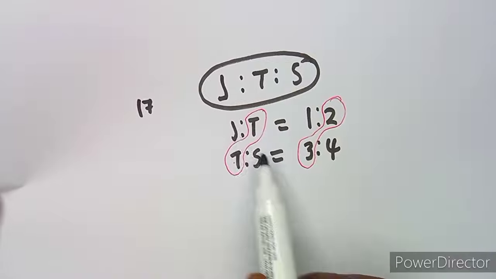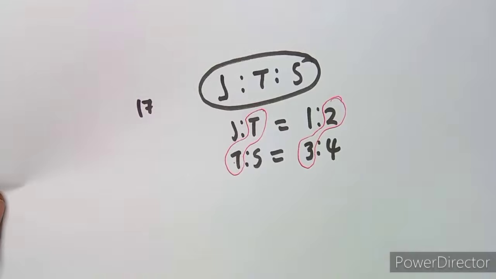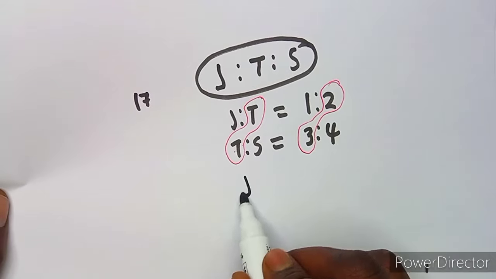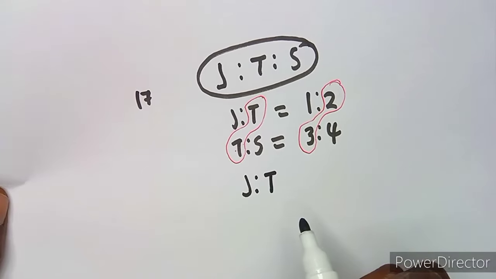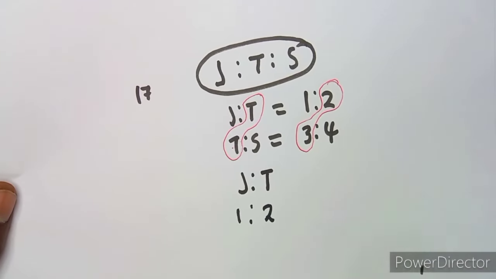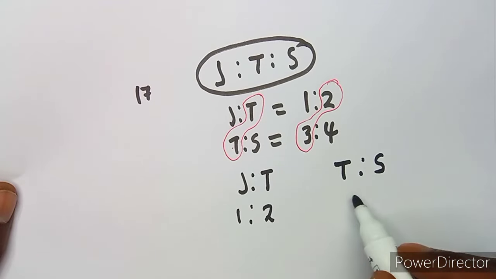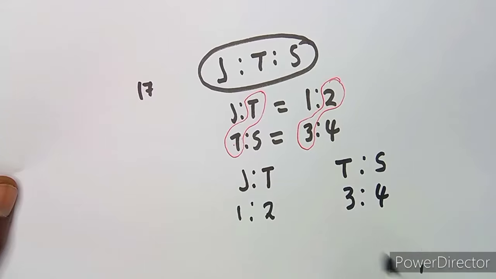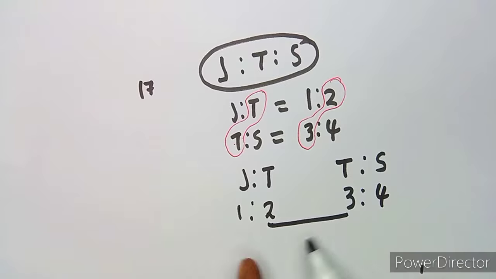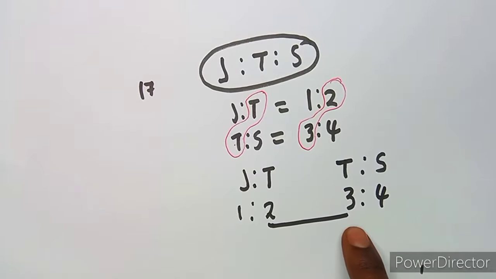This is what I'm going to do. This is the ratio of John and teacher, so this is John as to teacher, which is 1:2. Then this is teacher as to Sharai, which is 3:4. So I want to make these numbers the same. What can I do? I just need to interchange these numbers so that they can be the same. If I multiply this by 3, it becomes 6. If I multiply this by 2, it becomes 6.